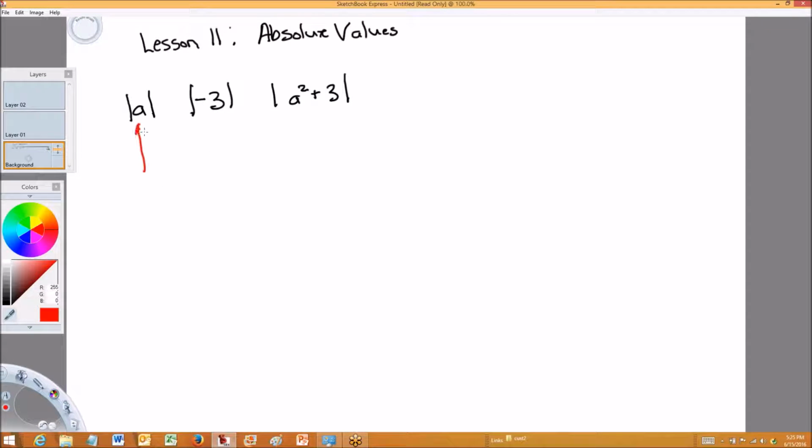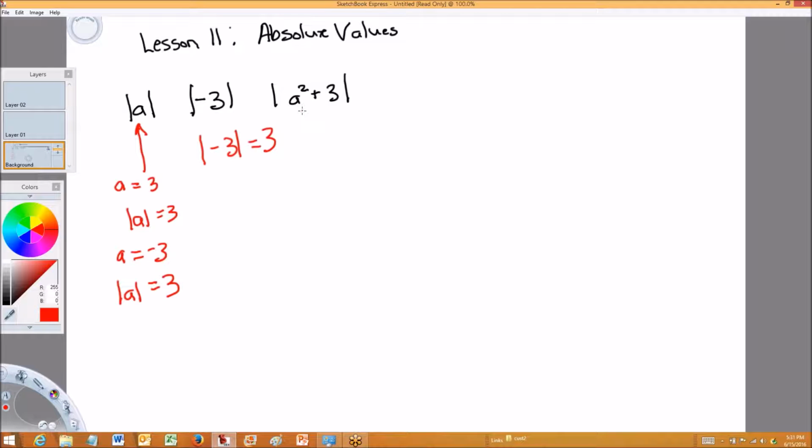So in this case here, if a equals 3, then the absolute value of a equals 3. If a equals negative 3, then the absolute value of a equals 3 still. So it doesn't matter if a is negative or positive, the absolute value will be a positive value. And then also, we're using the same example here, I guess.